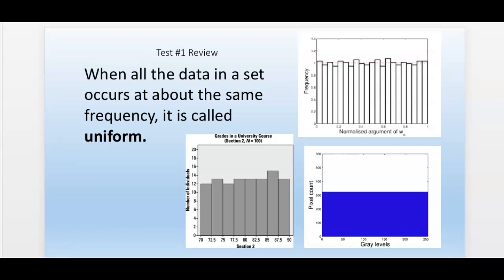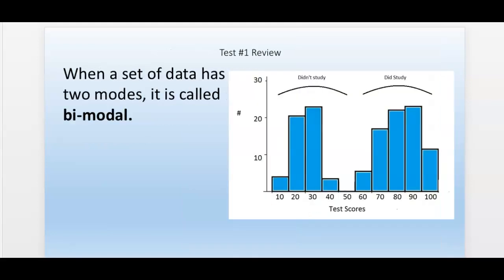When all the data in a set occurs at about the same frequency, like when we rolled one die, the probability of getting any roll is the same. When it's about the same, it's called uniform. And when a set of data has two modes, it's called bimodal, and that normally goes to either side. It's shaped like a U.